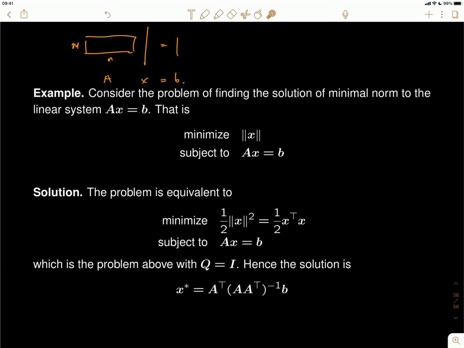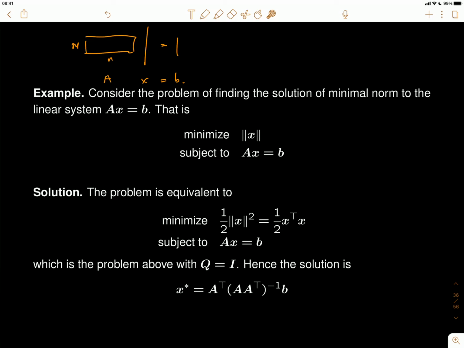So why is this linked to the earlier problem? As you can see, minimizing the norm is equivalent to minimizing the square of the norm, since the norm is a non-negative value. We can square it and divide it by one half just for convenience, because scaling the objective function doesn't change the minimizer. This is just the squared norm of x, which is x transpose x.